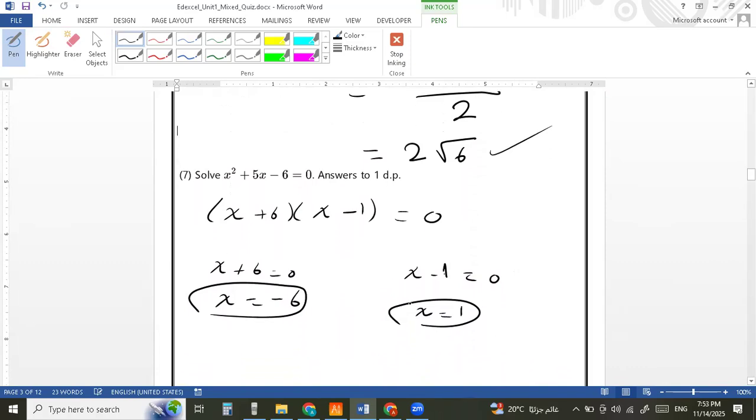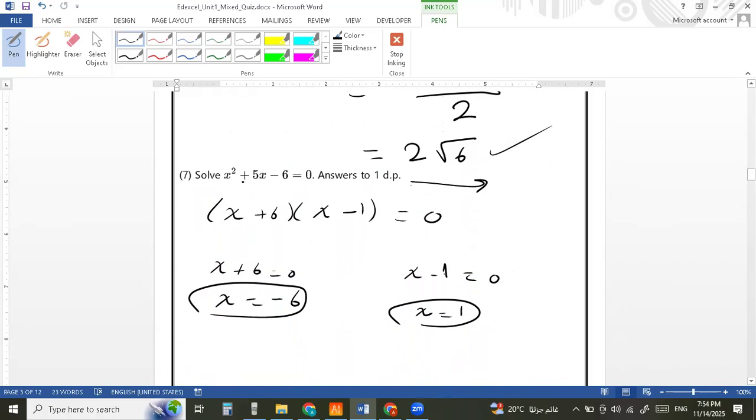Well, it's already solved here. x squared plus 5x minus 6 equals 0. Mister, can I follow the quadratic formula? No problem, but it's going to be so much longer. We took already in the beginning of the year how to solve this quadratic equation without using the quadratic formula.